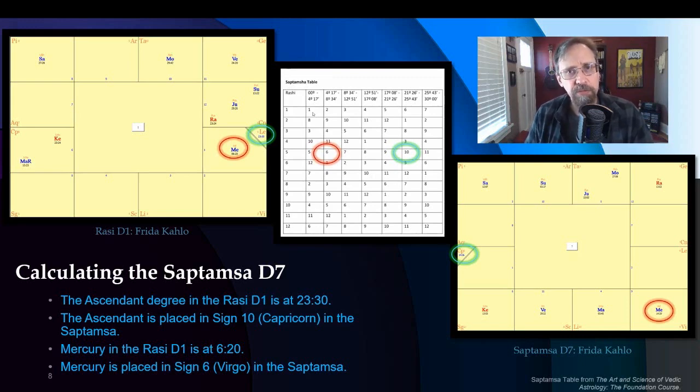Now each formula for calculating a varga will have different ways of determining where a planet is going to be placed in that varga, as well as what energetic quality that space is going to reflect. But all vargas are built upon the principle I've just outlined of taking the degree and sign position of a planet and using those factors for determining its placement in the creation of a specific varga.